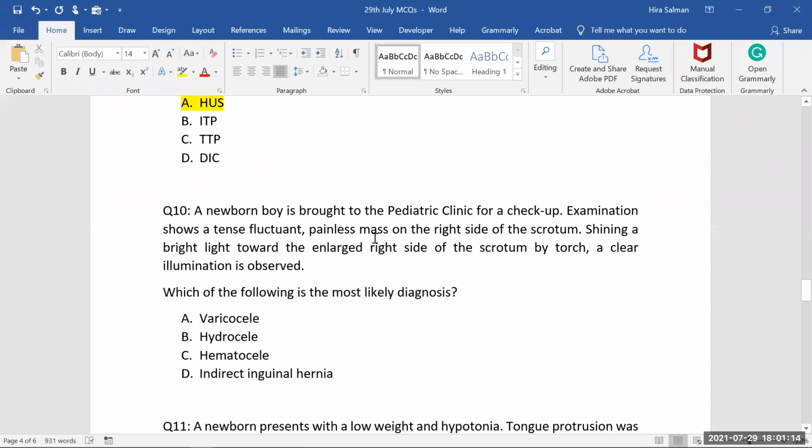So, see, it's a fluid-filled cavity. It's a painless mass on one side in a baby, especially a newborn baby. Whenever it says newborn baby, always think about hydrocele. And the important examination finding is when you put the torch on, you will see transillumination. If transillumination is there, it's a clear, confirmed fluid-filled cavity. It's a hydrocele. So, we go for hydrocele.